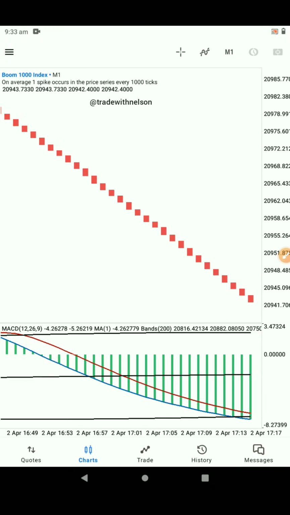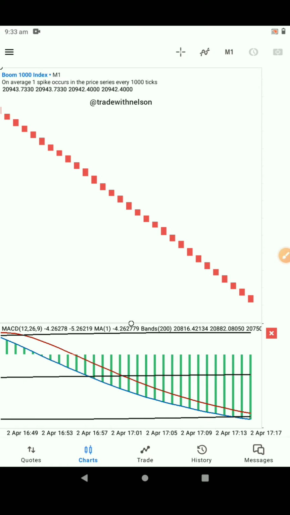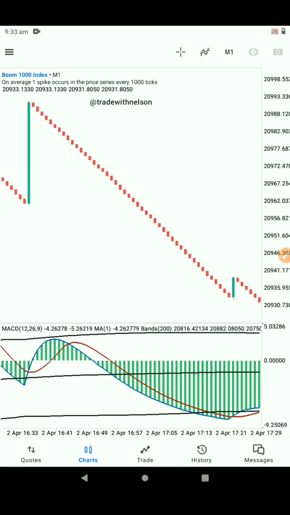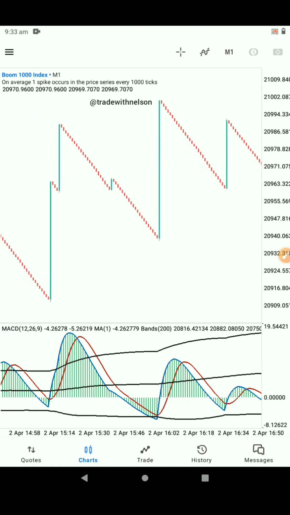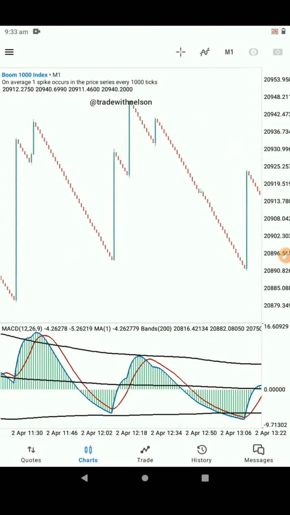For the zoom level, let's say this is the innermost zoom. So you zoom in 3 times, 1, 2, 3. So this is the best zoom level for this strategy.